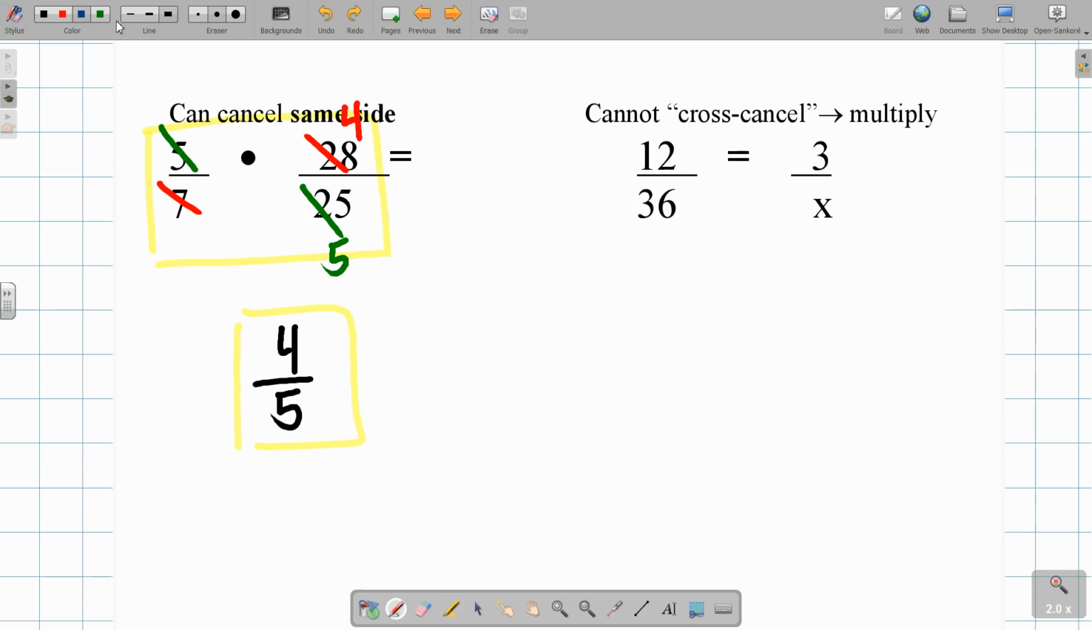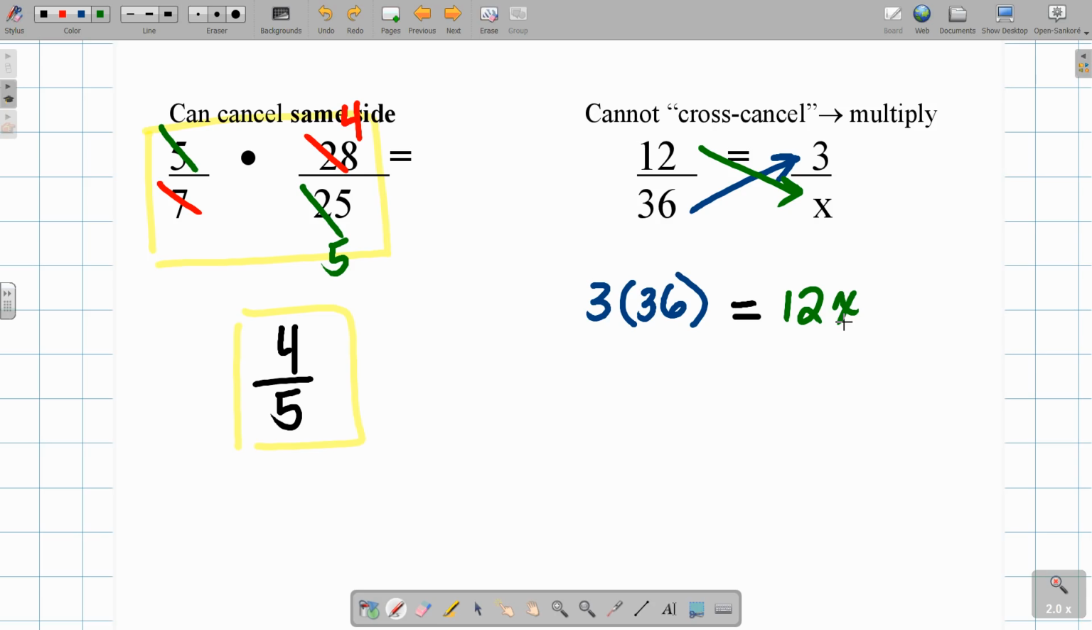This one, you cannot cross cancel. We multiply, because you're going across an equal sign. Why didn't I do 3 times 36 and multiply it out? Because the key to multiplying is not multiplying. It's factoring. If you used a calculator there, you cheated.